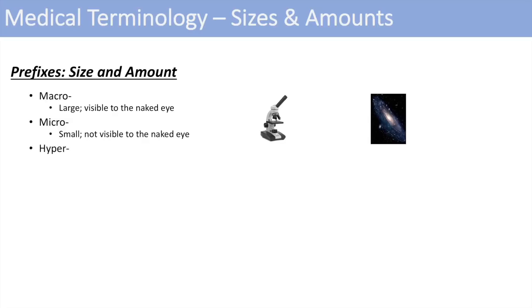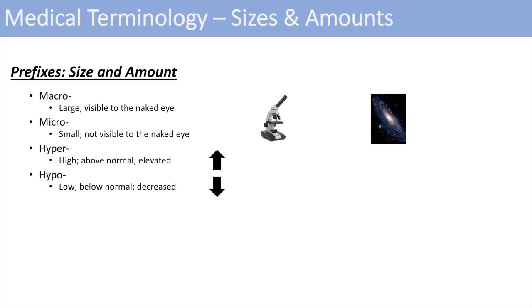Some other things about amount and size would be hyper. Hyper just means high, or above normal, or elevated. Another one, the opposite of hyper, would be hypo. That means just low, below normal, or decreased.